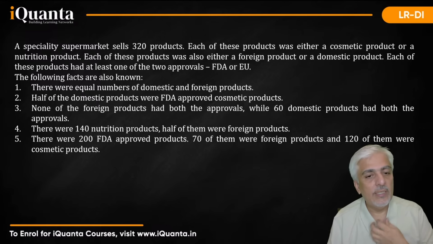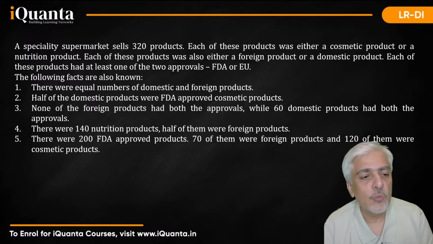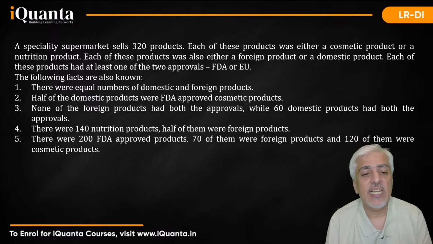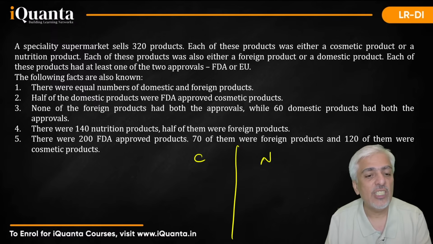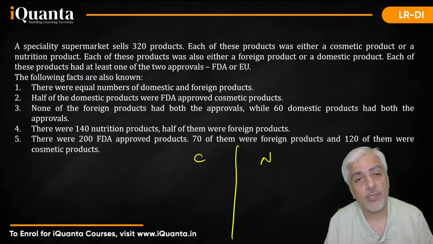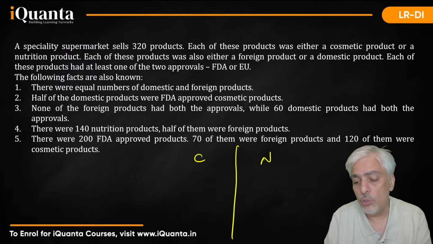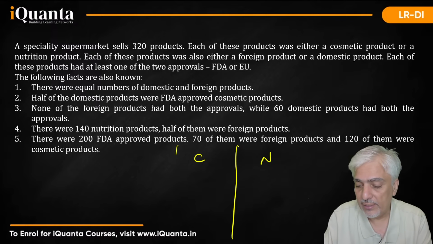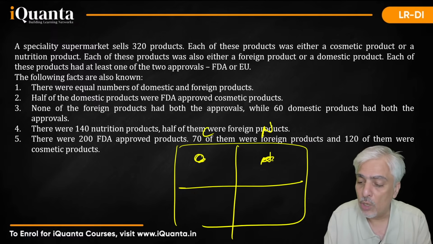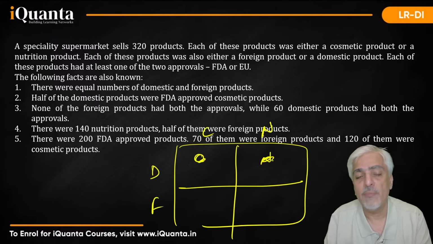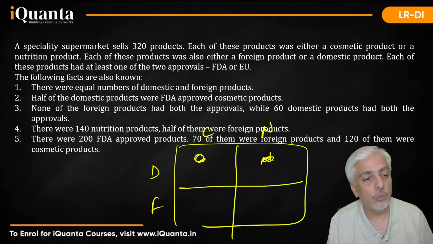Yeah. Let's have a look at it. So specialty market sells 320 products. Each of these products is either a cosmetic product or a nutrition product. So products have to be broken up into two parts, cosmetic and nutrition. Further, each of these products was also a foreign product or a domestic product. So what I would do, I would break this up further into a horizontal part. Cosmetic, this, and on this side, I will put domestic and foreign. That way, I'll make a 4 by 4 block. That is what I would do.